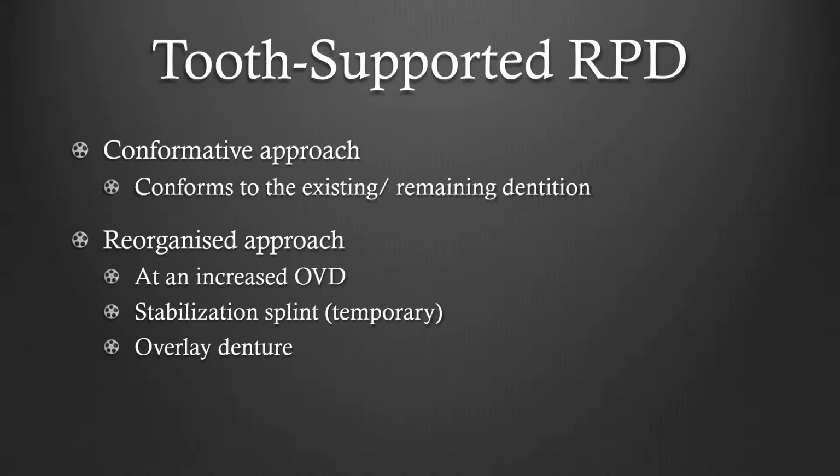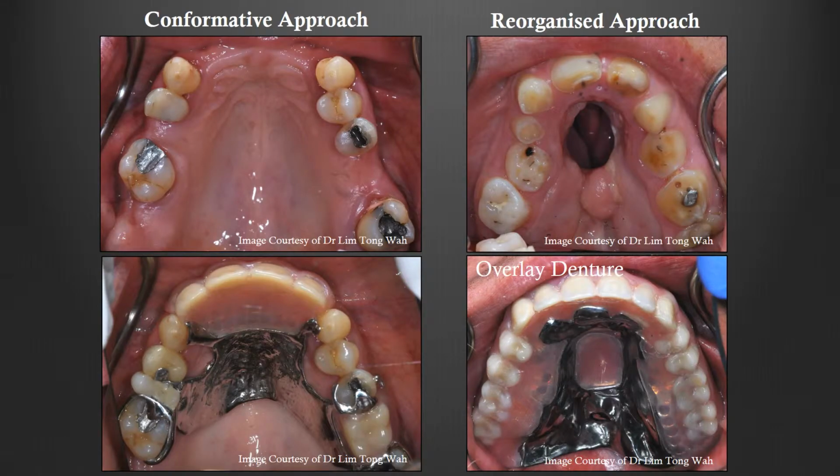With regards to the tooth-supported denture, most of the cases are conformative approach. The only exceptions to this would be rehabilitative prostheses or the denture is fabricated at an increased occlusal vertical dimension. The occlusion provided by the tooth-supported partial denture on the left side was conforming to the existing occlusion, while the overlay obturator on the right side was fabricated at an increased occlusal vertical dimension using reorganized approach, due to the severe tooth wear on the existing dentition.